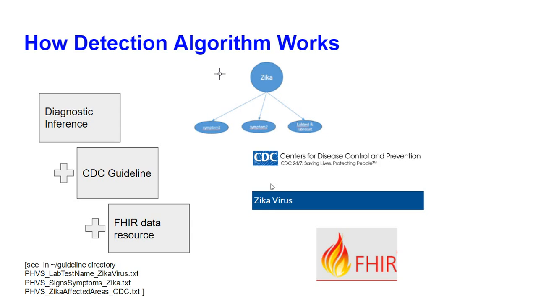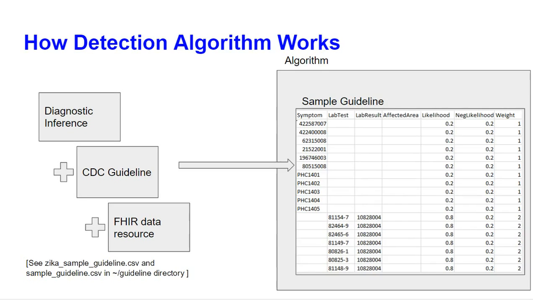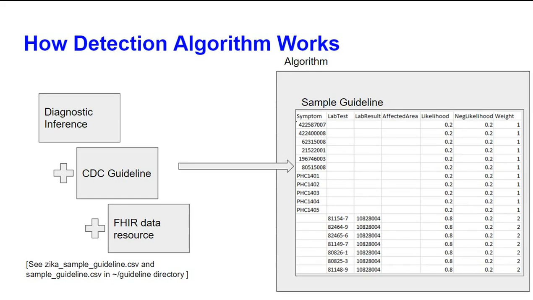Interested folks can look at these flat text files containing guidelines under Guideline Directory. We created our own machine-readable guidelines in CSV format. Our guideline format gives an option to add and remove standardized coding for symptoms, lab test, lab result, and Zika affected areas. Our guidelines format also has the ability to assign probability and weights to each rule. Each rule can work on one medical code or group of codes in conjunction on the same row.